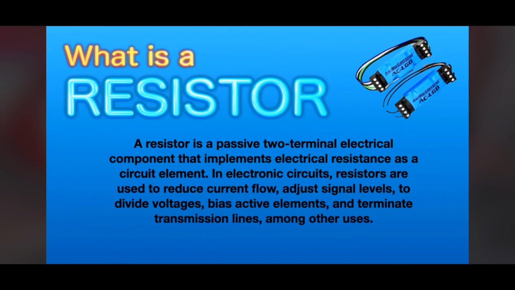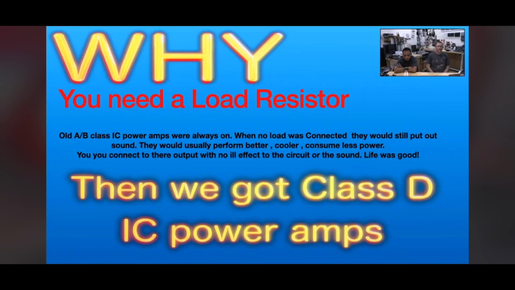What is a resistor? A resistor is a passive two-terminal electrical component that implements electrical resistance as a circuit element. In electronic circuits, resistors are used to reduce current flow, adjust signal levels, divide voltages, bias active elements, and terminate transmission lines, among other things. So a resistor can do multiple fun things for us in car audio, not just what we're going to use them for. But we want load resistors.